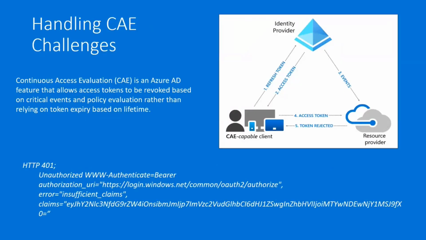Which leads me to my next item, how to handle CAE challenges. When the Graph API rejects the access token, it will send you a response with an error 401. From this response's authenticate header, you will extract an encoded claim. This claim is called the claim challenge. We will decode this claim and pass it to the MSAL acquire token API to re-authenticate the user and acquire a fresh new token. So how do we do this in our application?